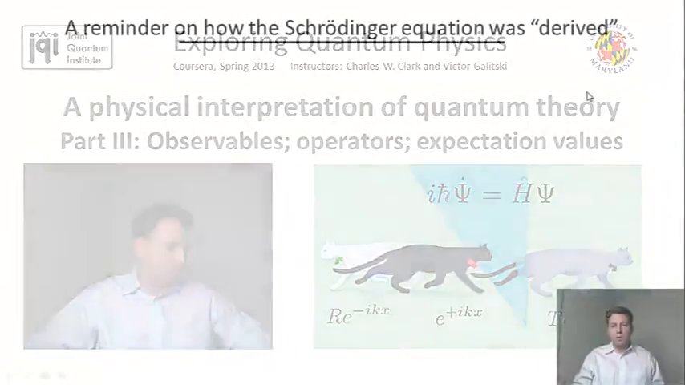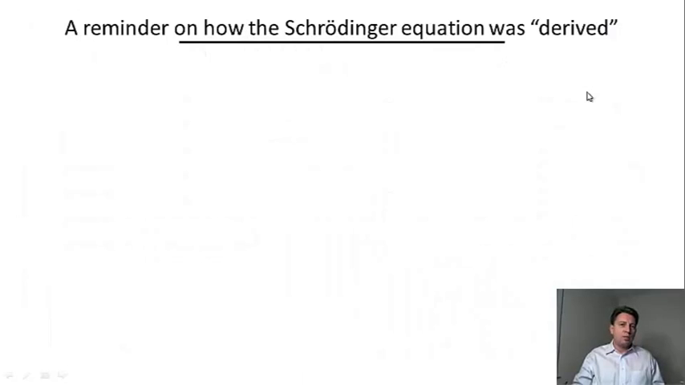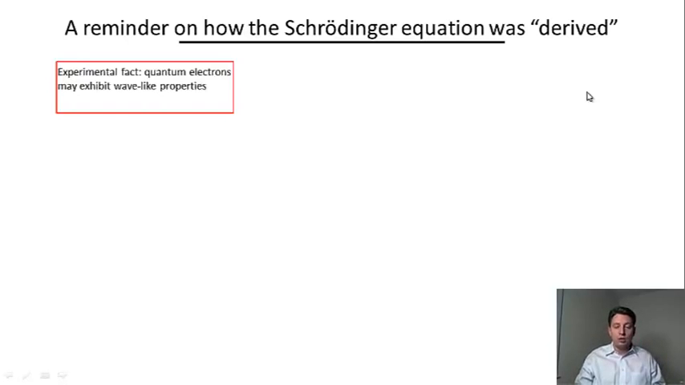observable quantities. So in order for me to trace the origin of the operator objects in quantum theory, let us go back a little bit and remind ourselves the way the Schrödinger equation was derived. So I use "derived" here in quotes because there is no really rigorous way to derive the Schrödinger equation as a fundamental equation of quantum theory, but we sort of follow the logic that the early practitioners such as Schrödinger used. And the first piece of information which was essential was the experimental fact that quantum electrons and other quantum particles may exhibit wave-like properties.